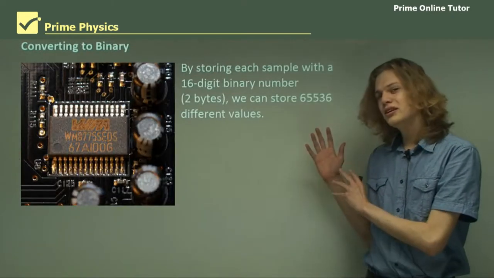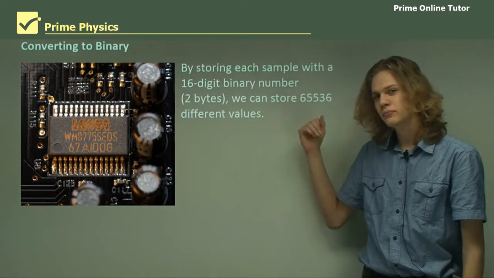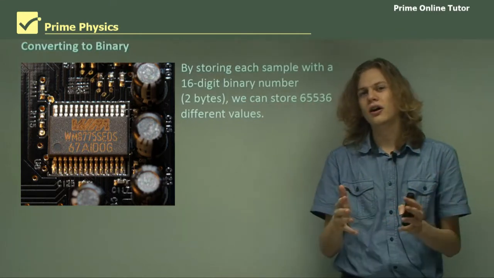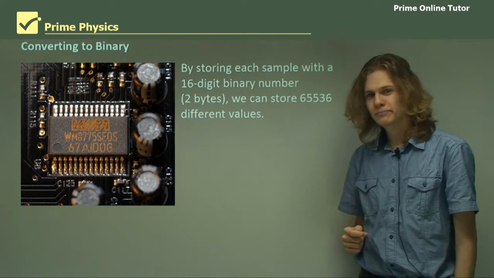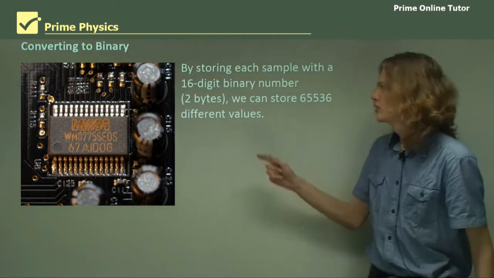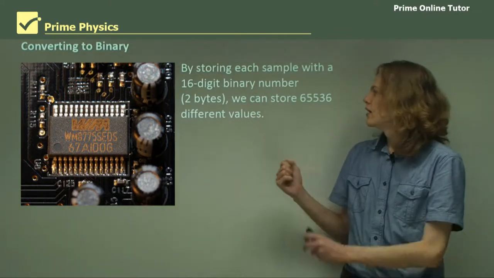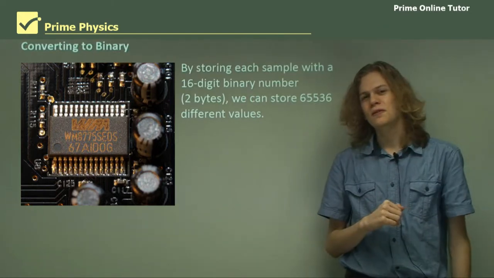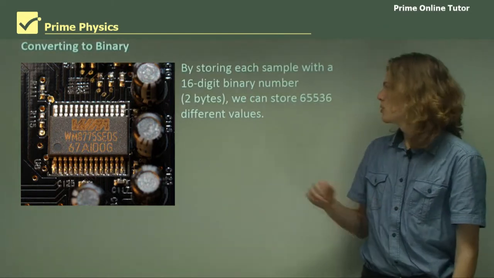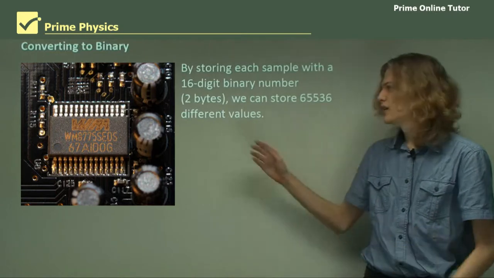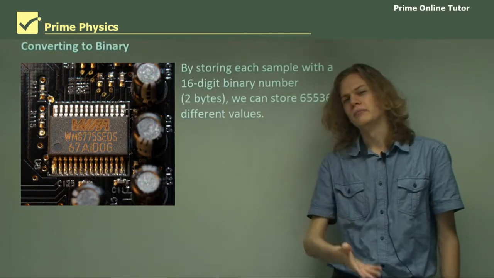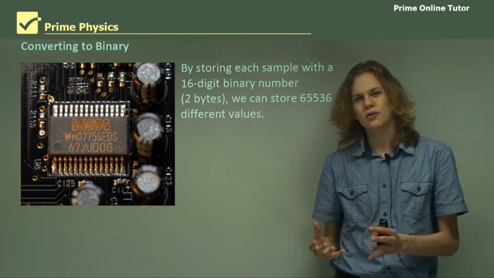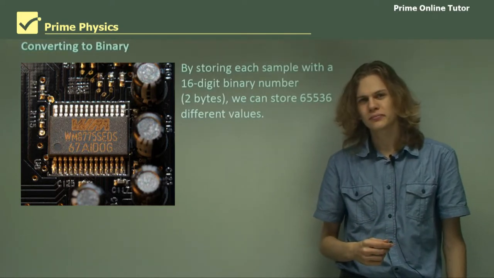So by storing each sample, so each number representing the height of the wavelength, with a 16-digit binary number, in terms of data, that's 2 bytes, then we can store 65,536 different values, which is going to be more than enough for any of the heights that we can think of for an analog signal.